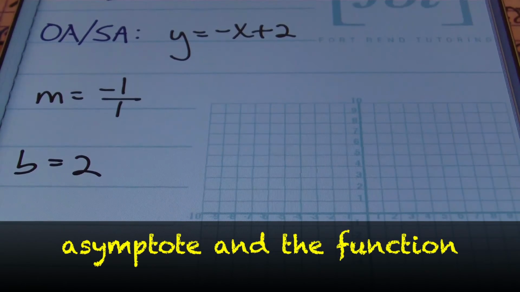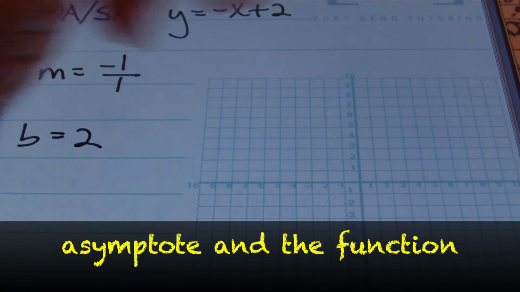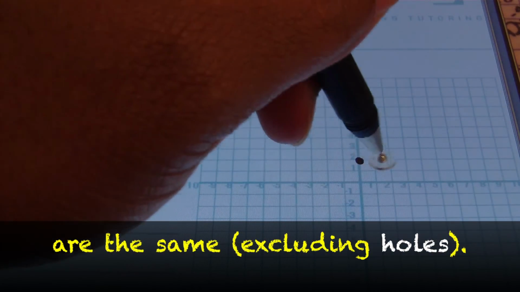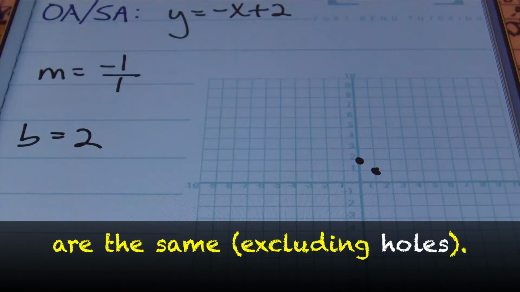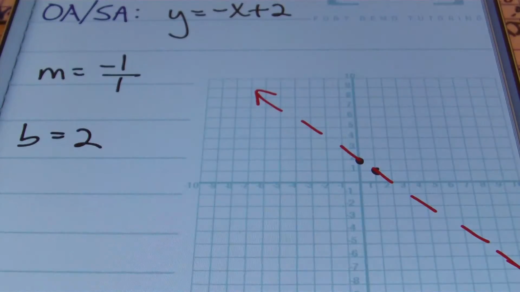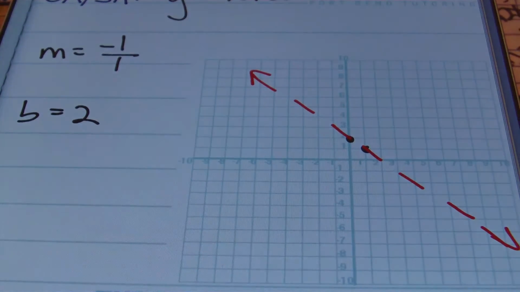So plotting 2 on our y-axis here, you'll have 2 on the y-axis, and I'll go down 1 and over 1 due to the slope, and let's go ahead and use a dashed line. So here is my dashed line, and that is your slant asymptote. All right. Just like that, ladies and gentlemen, that's problem number 5.